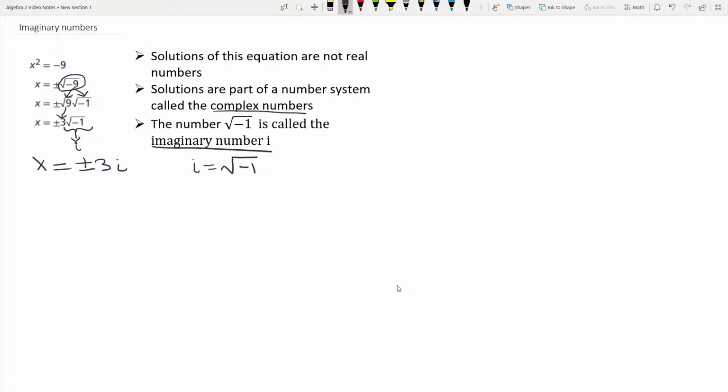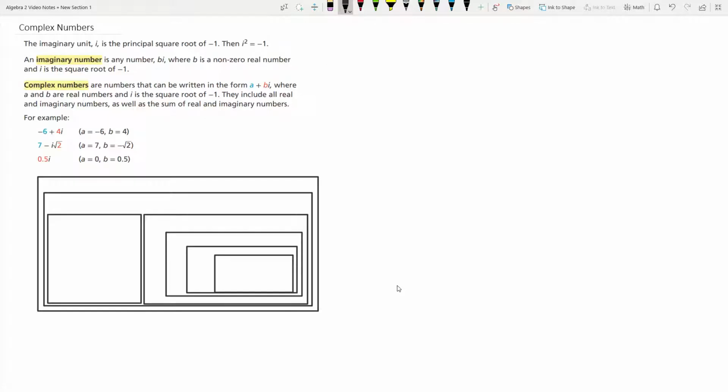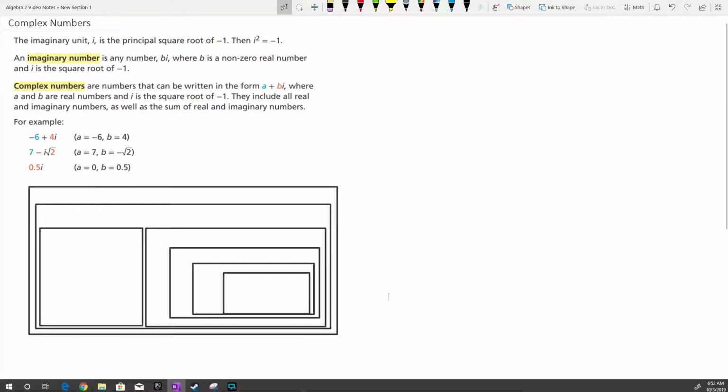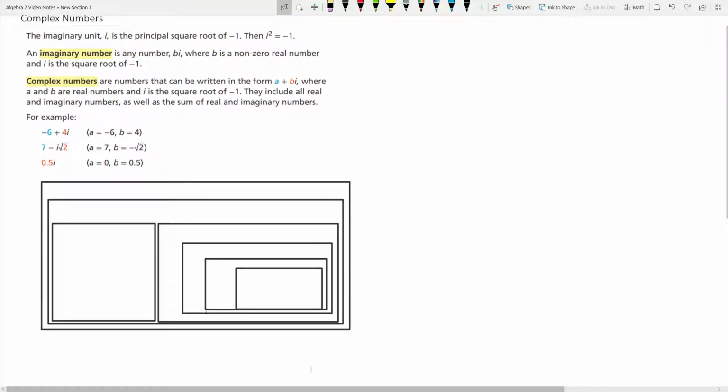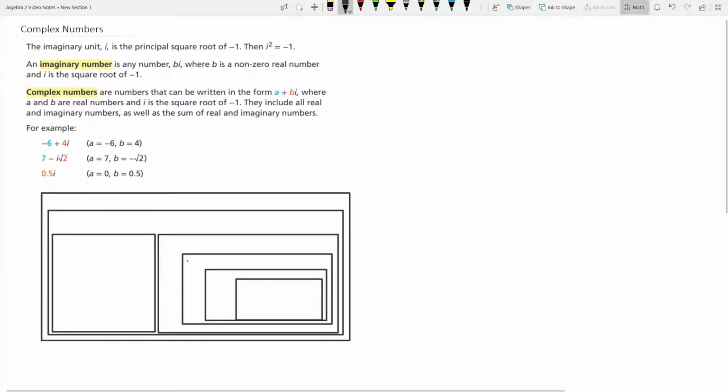So now we have a way of representing these numbers without having to worry about the square root of negative numbers. So now let's do a quick review of complex numbers. Complex numbers, again, are a number system, kind of like the real numbers, where it includes the imaginary numbers. Okay, so you have complex numbers here, which includes imaginary numbers and real numbers.